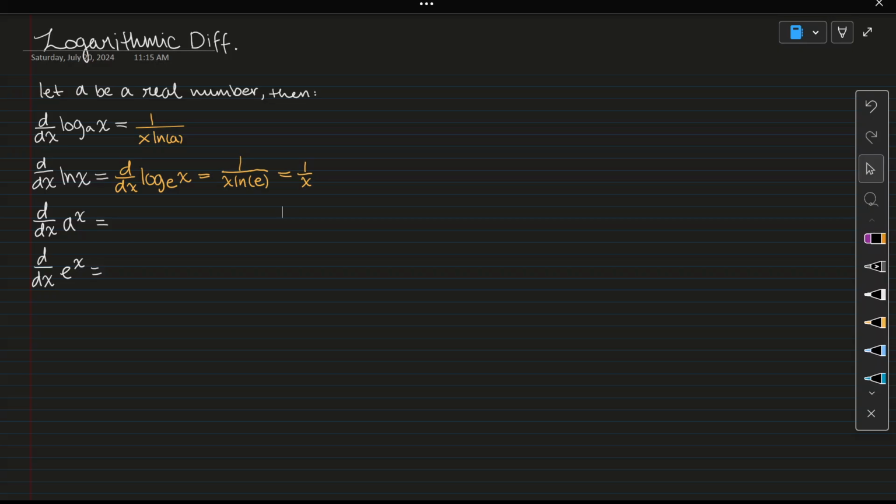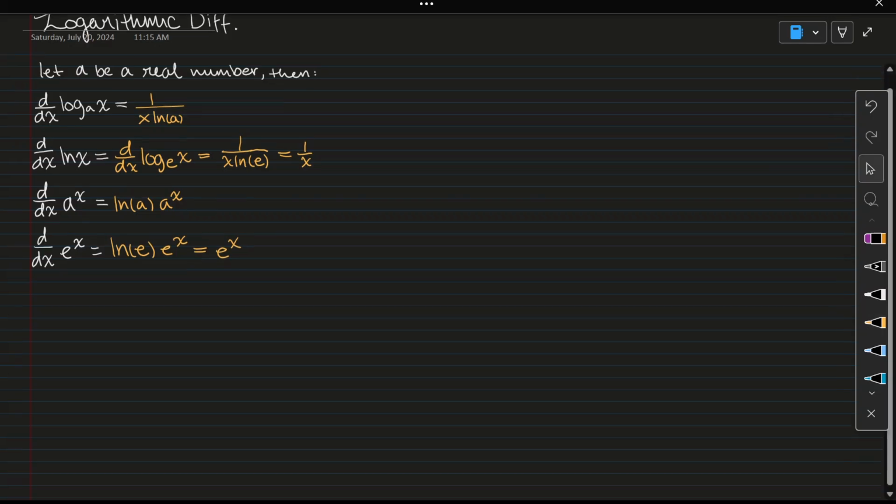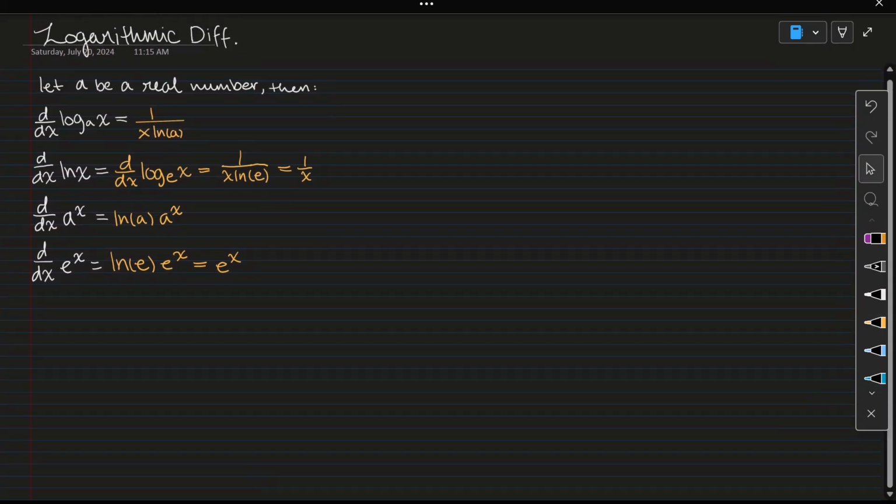Okay, next the derivative of a to the x, where a is just some number, is going to be ln of a times a to the x. Applying what we have above, the derivative of e to the x is going to be ln of e times e to the x. But ln of e is just 1, so that means that the derivative of e to the x is just e to the x. And that's a nice property that e to the x has, that its derivative is exactly equal to itself.